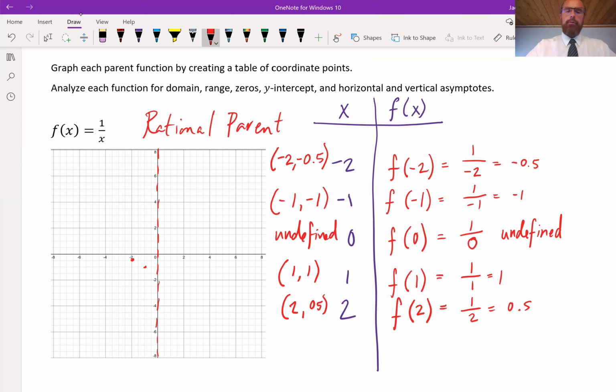So we got that vertical asymptote again. It came from the fact that this was undefined at the y-axis. And now we're in quadrant 1. So +1, +1's there. And at 2, we're at half again. So a very kind of piecemeal framework that we've got here.